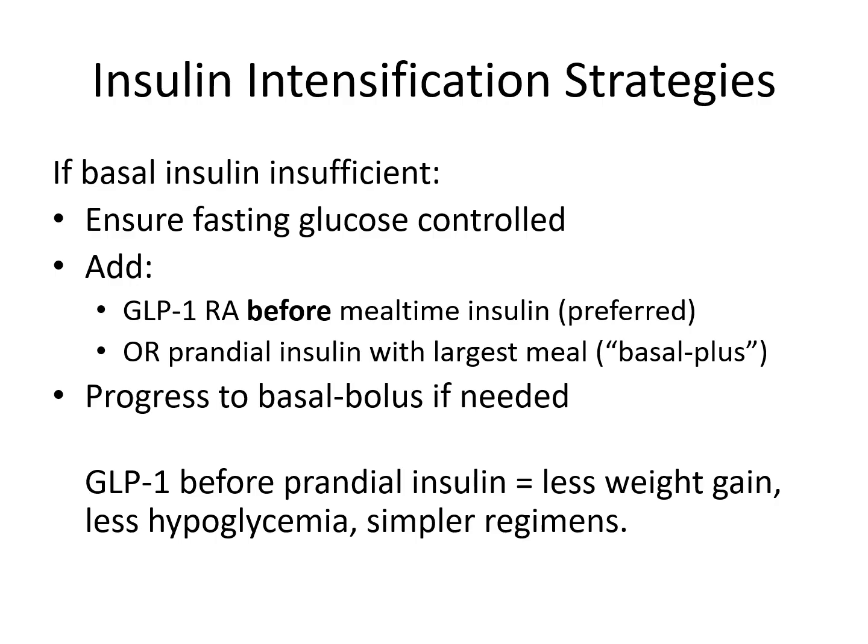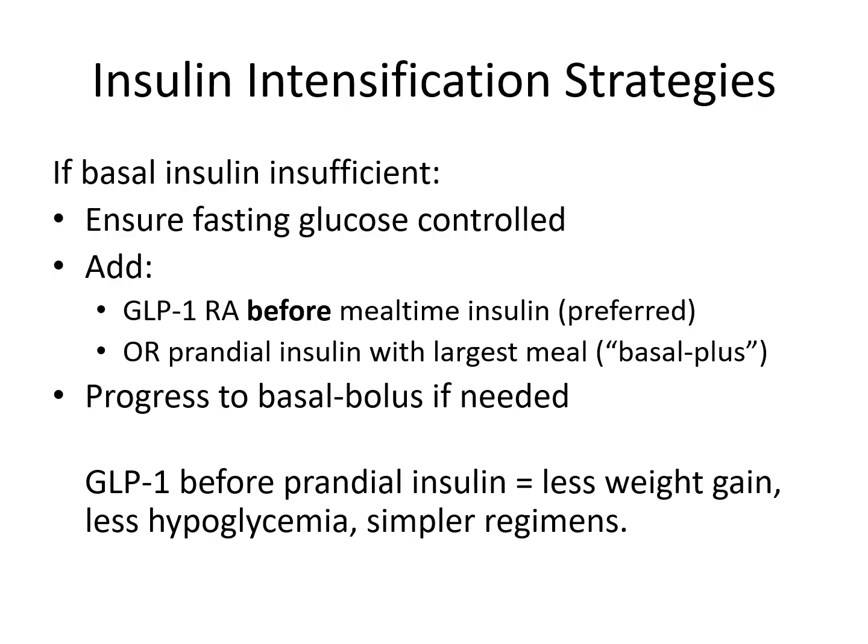Alternately, we can add a prandial insulin with the largest meal, often called a basal plus strategy. This is a stepwise way to address meal spikes without immediately committing to full basal bolus therapy. If needed beyond that, we progress to basal bolus insulin, adding rapid-acting insulin before multiple meals.